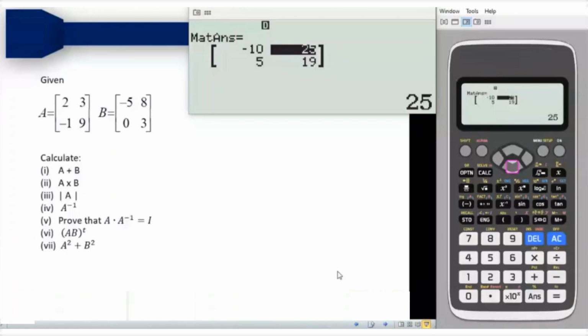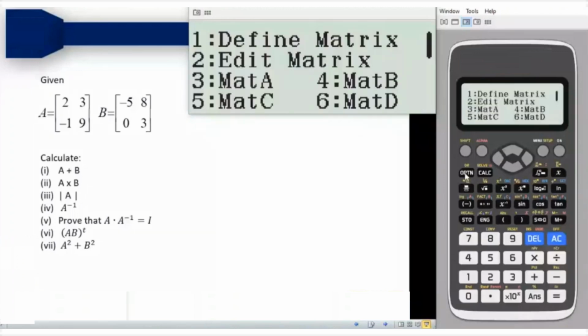The most time consuming task is to define the matrix. Once the matrices are defined, all you need to do is apply the options available. The first, option 3 plus option 4, gave me A plus B. Then A multiplied by B, that is option 3 multiplied by option 4, gave me A multiplied by B.